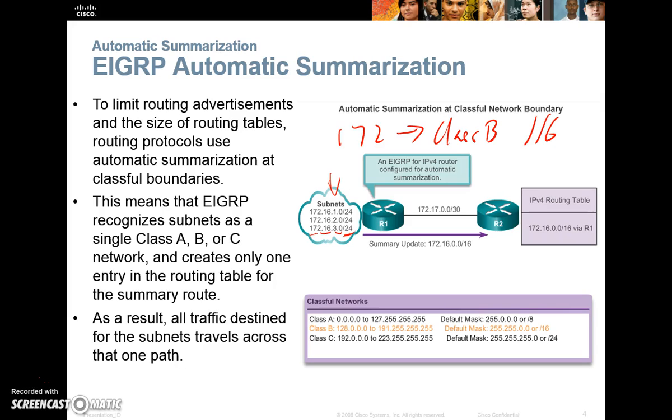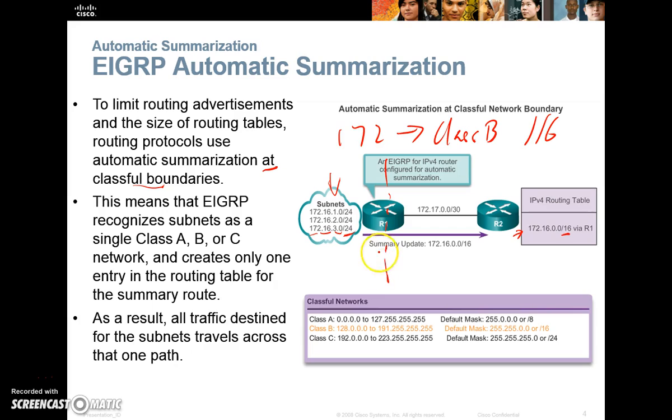So what is auto summary? Auto summary will summarize these three routes into a single route. You can summarize these three routes into 172.16, and the subnet mask will change from /24 to /16. When does auto summarization happen? Auto summarization happens at the classful boundary.